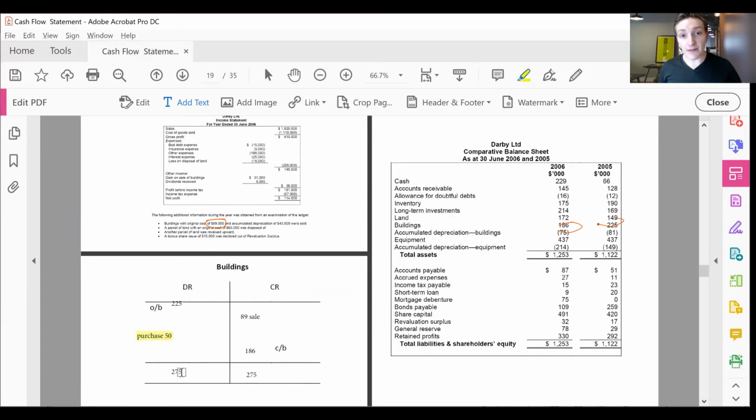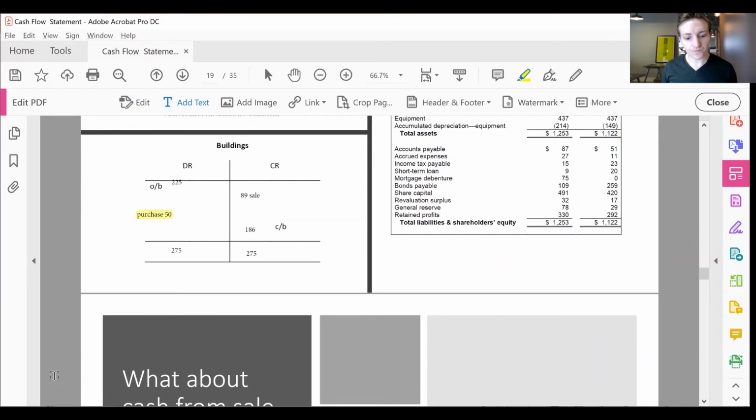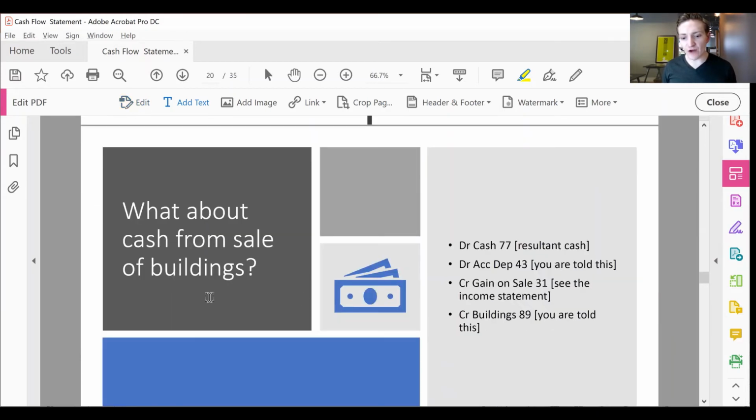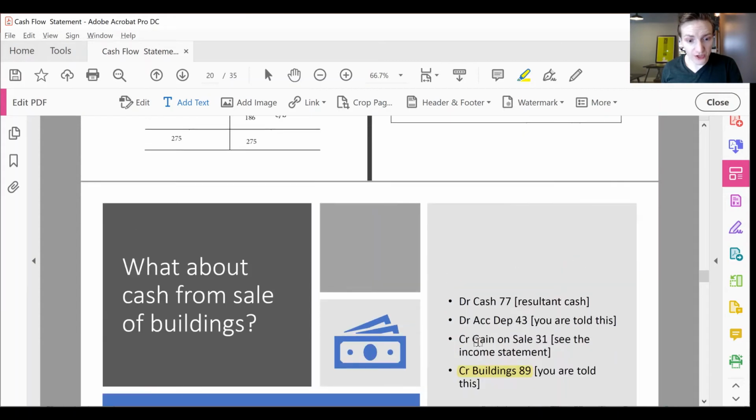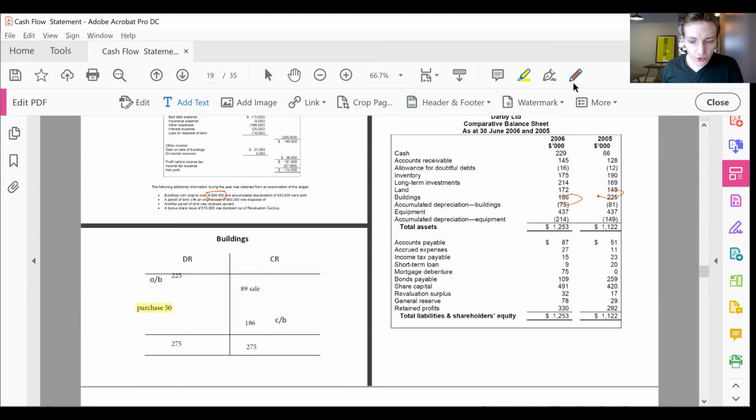Now, you'll notice again that I mentioned that we sold the building. However, I have not so far mentioned how much cash we got from the sale. We sold buildings that were worth 89K on our books, but I haven't mentioned what our cash is. So let's work out how much cash we get from this sale. Let's start off by saying we sold buildings that were 89 on our books. Let's also have a look at what else we know about it. If we go back up to our notes here, we were told that we sold buildings that had 43K in accumulated depreciation. That means that we're going to get a debit of 43K to accumulated depreciation.